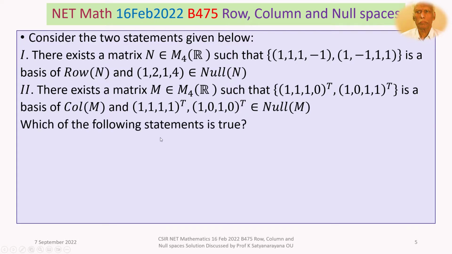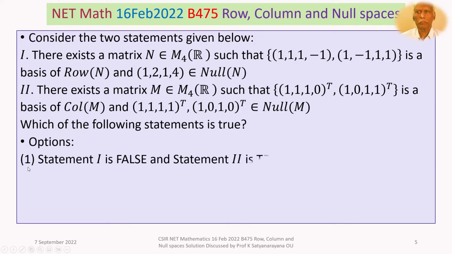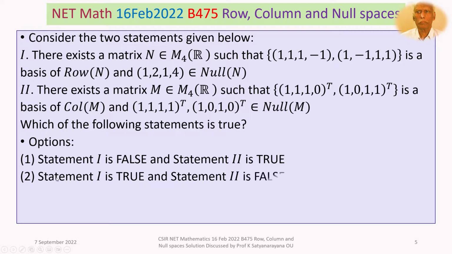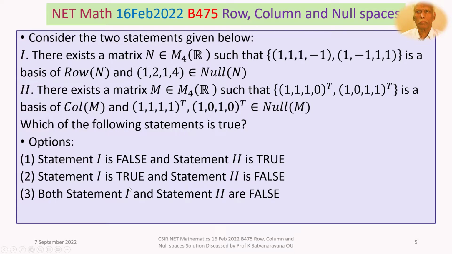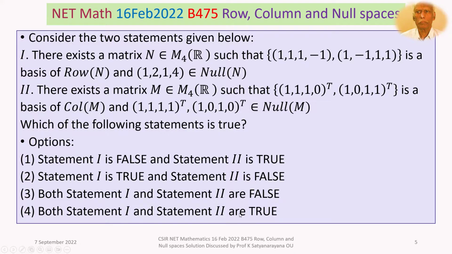Which of the following statements is true? We are given 4 options. Option 1. Statement 1 is false and statement 2 is true. Option 2. Statement 1 is true and statement 2 is false. Option 3. Both statement 1 and statement 2 are false. Option 4. Both statement 1 and statement 2 are true. So we have to decide the truth of these two statements.